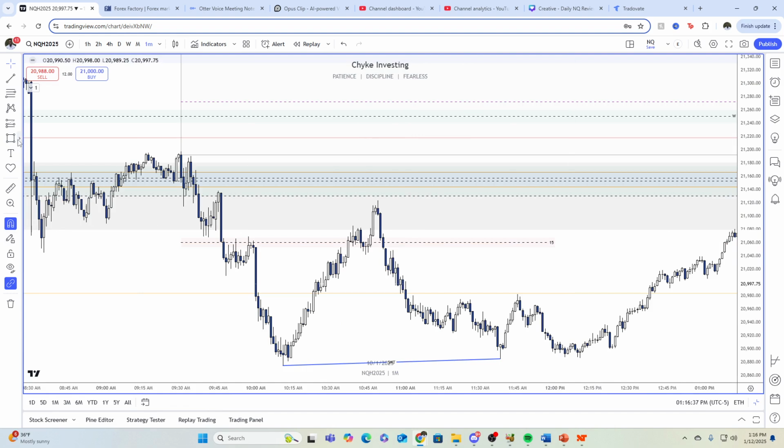Now, the 22 model, very simple. Now, this is the model, even though it's called 22 model, it's still very, very relevant in 2025.